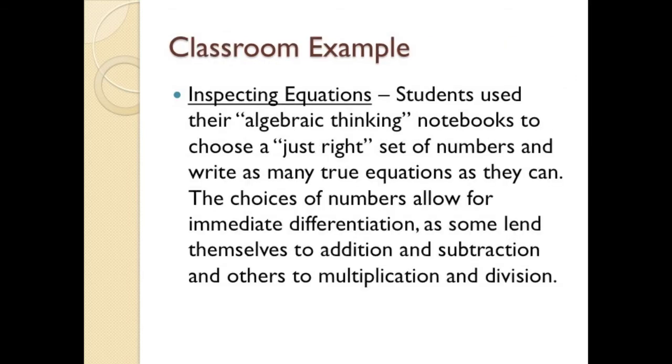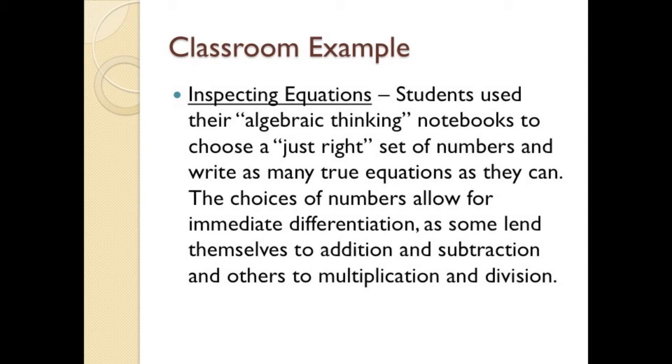In this first grade classroom, the students came to the carpet with their algebraic thinking notebooks, and they were told to choose a just right set of numbers and to write as many true equations as they could about the numbers that they chose. The numbers range from numbers like 2, 3, 5 to a set of numbers that was 3, 5, and 15. So that allowed for immediate differentiation because some of the students chose to multiply and divide, and some of the students chose to come up with addition and subtraction problems.